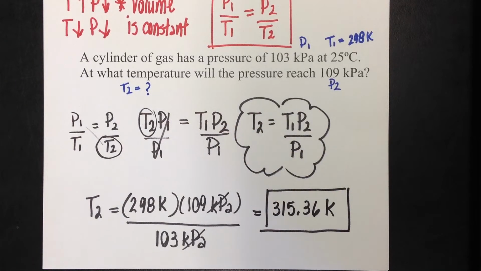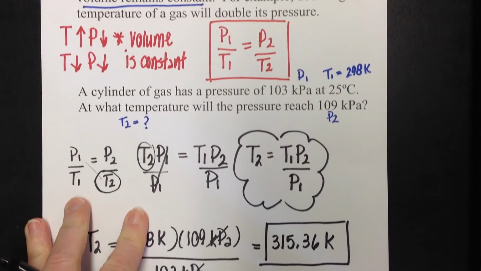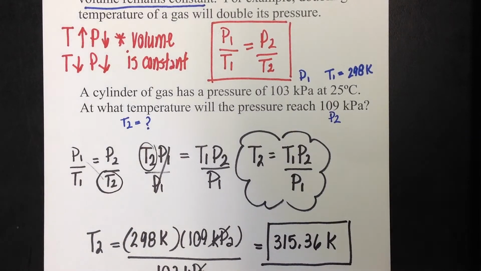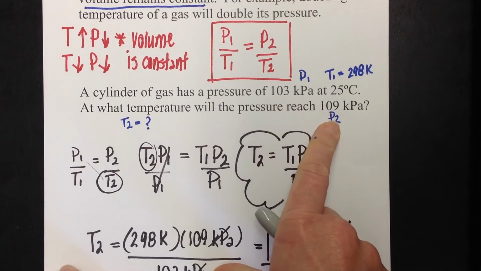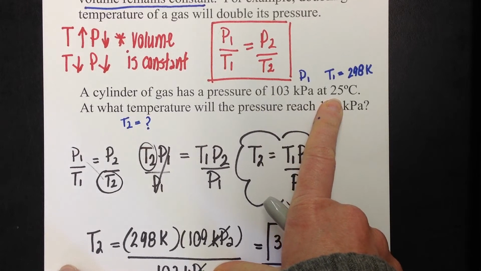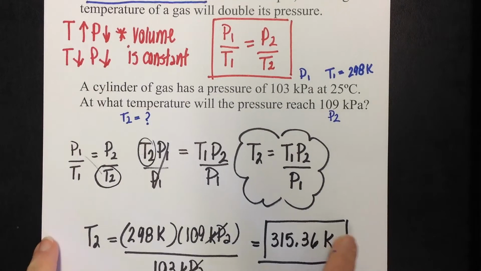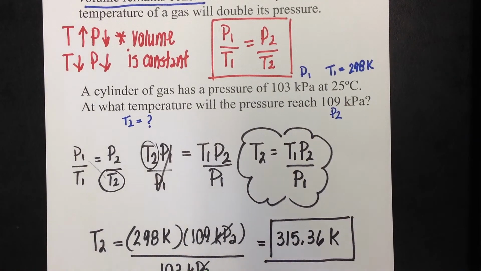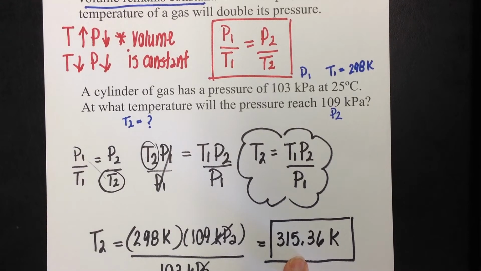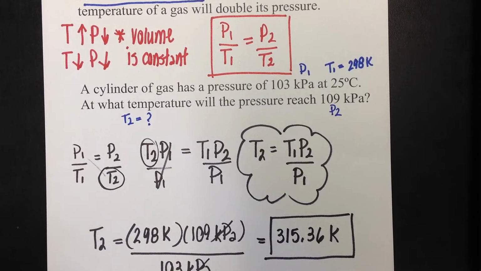Now, let's ask ourselves, does that answer make sense? Let's look back up at the original problem. I had a pressure of 103 kilopascals at 25 degrees Celsius. It looks like the pressure went up to 109. So if the pressure went up, that tells me that temperature also went up. Now here's the thing though. That temperature is in Celsius and this is in Kelvin, so that's a little hard for me to compare. Do you know how to get that back to Celsius? Yeah, you could just subtract 273. So let's see what that was in Celsius just so we can compare apples to apples.